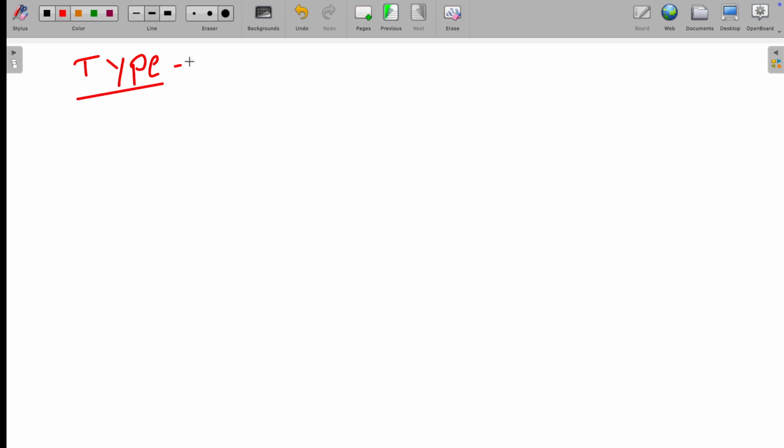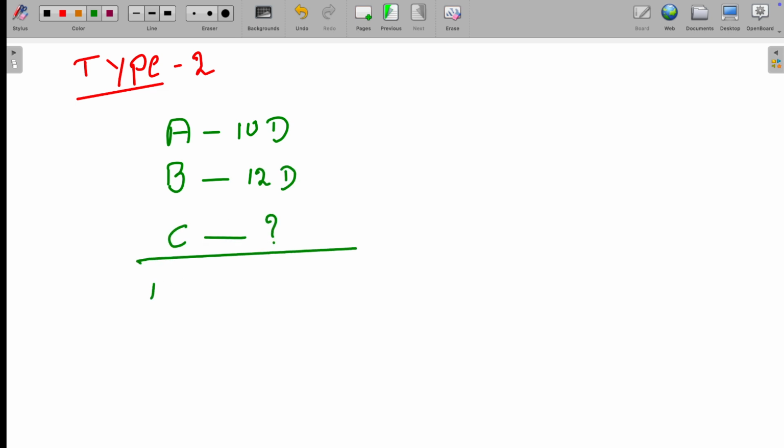Type 2 problem. They will give it like this. A can complete a job in 10 days. B can complete a job in 12 days. C can complete a job, I need to find that out. But A plus B plus C can complete a job in 6 days. Now I need to find out in how many days C alone can complete the job. This is the question they will ask.